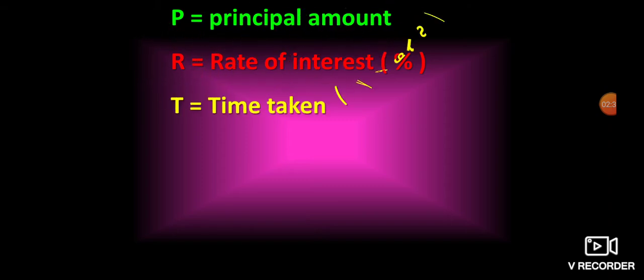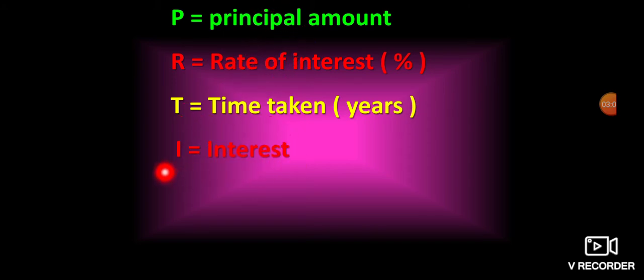Next, T. T equal to time taken. T is given in years. Time taken means at the end of 1 year or at the end of 3 years, we have to pay back the interest or the principal amount with the interest. That is time taken, given in years. Then next, I, the short form of interest, is I.